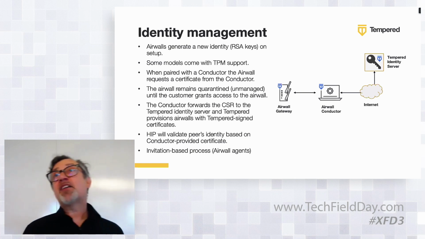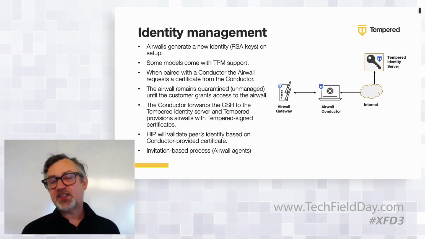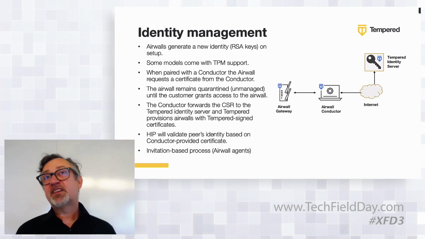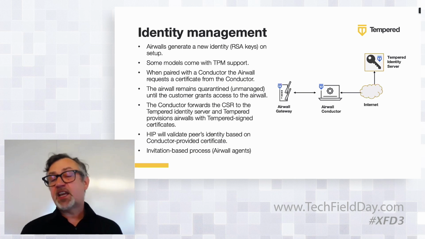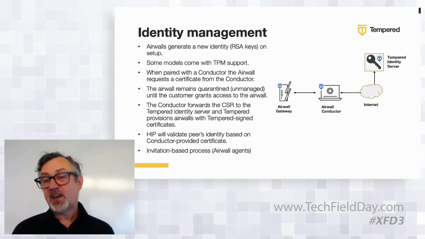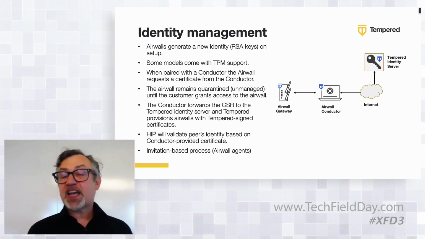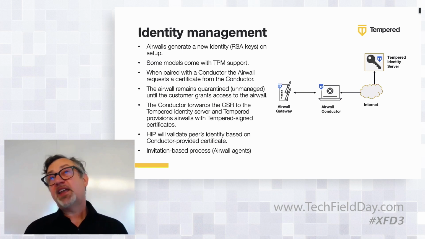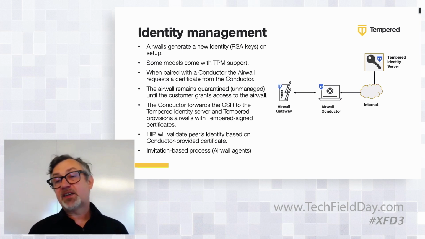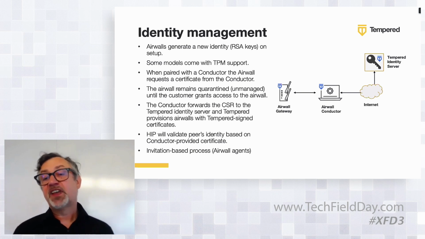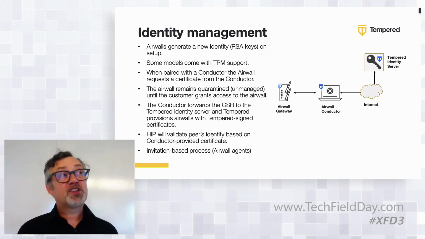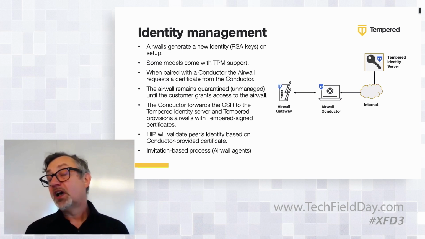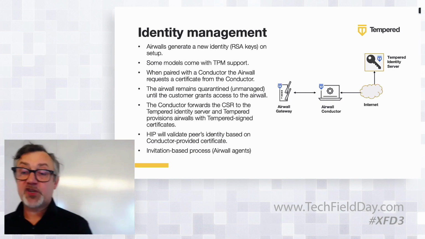And what we have here at Tempered also is an identity server. It's essentially a provisioning server that we expose on the internet. As the air wall shows up in the conductor UI, the customer has to actually allow it to go through. Then the conductor will communicate with the Tempered identity server and get a signed certificate from Tempered, and that's what's going to end up on the air wall. So from that point on, the air wall is provisioned.